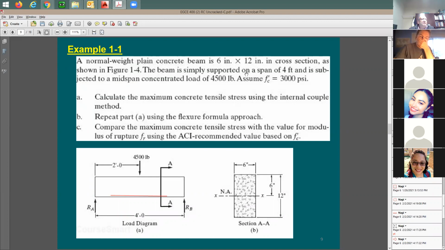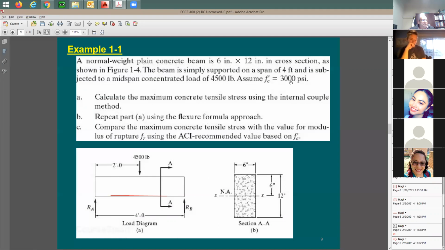The beam is simply supported on a span of 4 feet, a very small span. And this seems to be like in a test, maybe in the structural lab, and they're doing some testing. This is not an actual beam in real life. We don't do plain concrete beams in actual construction. You need to have some reinforcing. So this is just to study the performance and to explain the subject here. Subjected to a mid-span concentrated load of 4,500 pounds, assume f'c equals 3,000 psi.